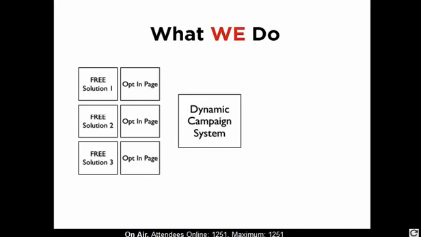So what we do next is we send them to something called a dynamic campaign system. I'll walk you through that in detail here in a minute. And then finally, we send them through an ascension system, okay? But let's stay on track here. So let's talk about this first little phase.